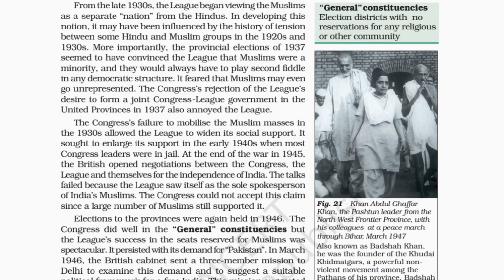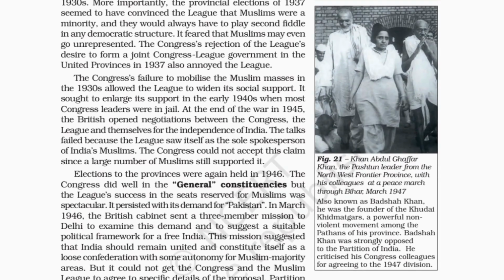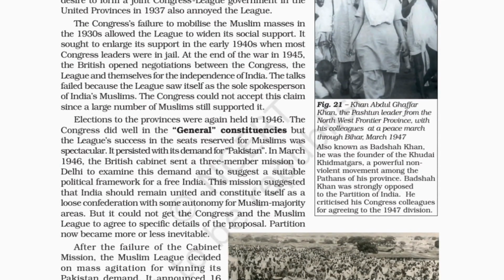Elections to the provinces were again held in 1946. The Congress did well in the general constituencies, but the League's success in the seats reserved for Muslims was spectacular. Now, what do you mean by general constituencies? Means election districts with no reservations for any religious or other community. Okay. It persisted with its demand for Pakistan.